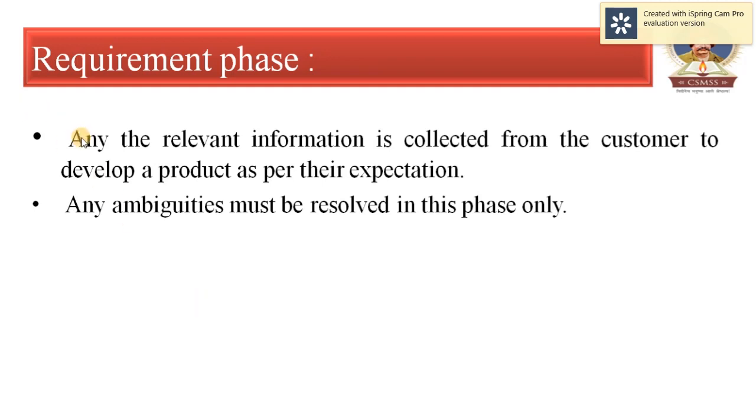First is the requirement phase. Any relevant information is collected from the customer to develop a product as per their expectation. That means we have to collect any kind of information from the customer and design or develop the software as per the customer expectation. In this, any ambiguity must be resolved in this phase only.